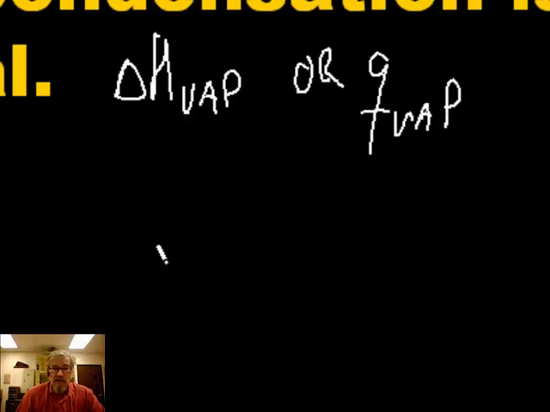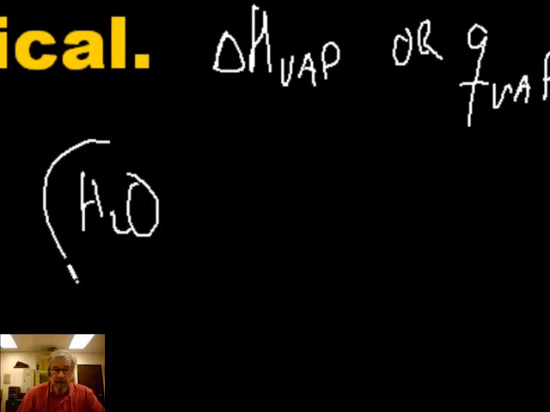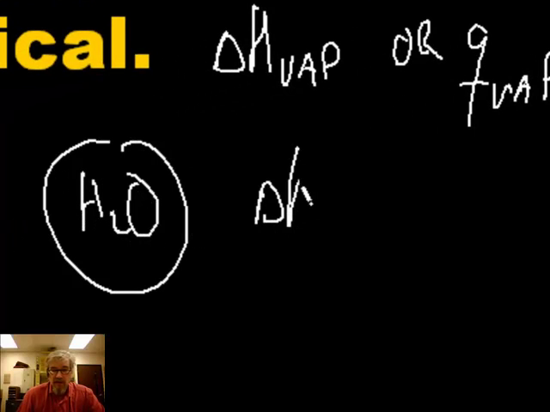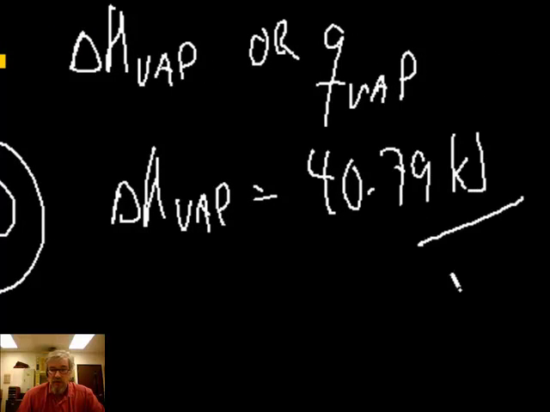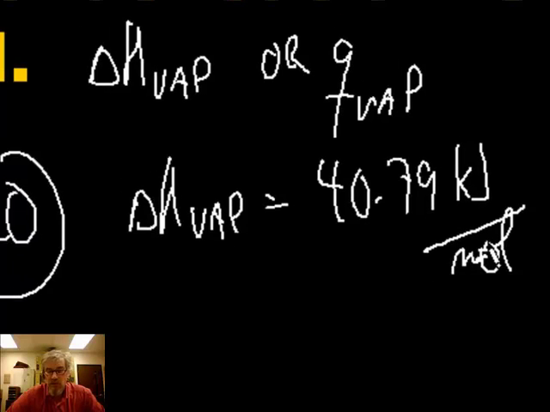And for every substance, it has its own delta H of vaporization. Water, for example, like we had last time, has a specific delta H of vaporization. Delta H of vaporization for water is 40.79 kilojoules for every mole that you vaporize or condense. We'll use those numbers later.